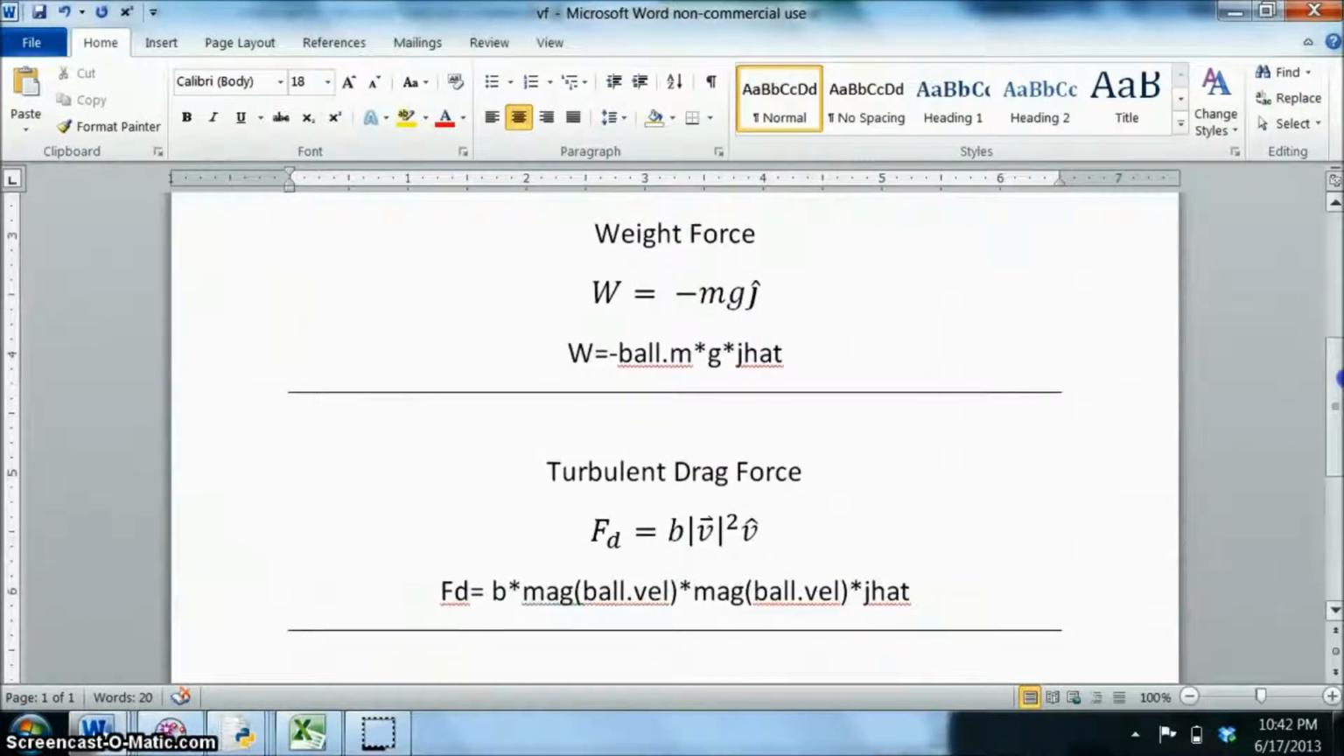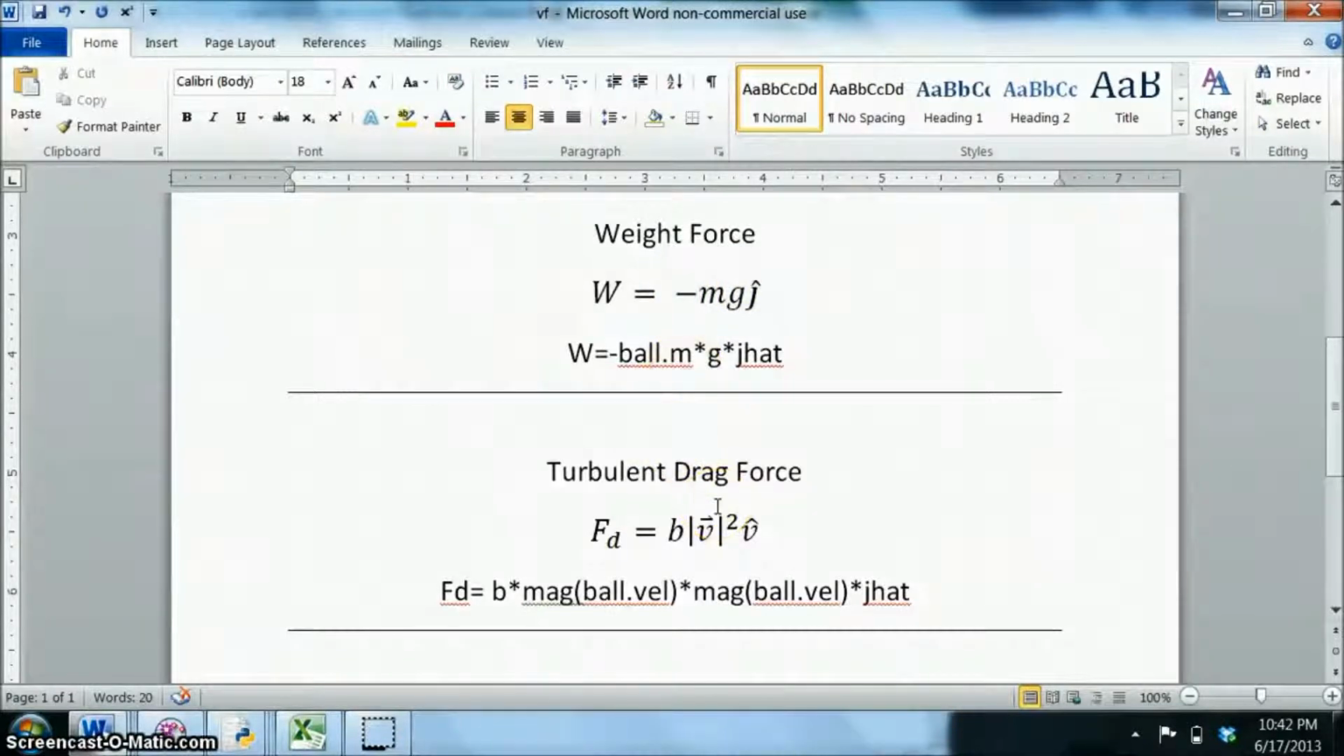The two forces that add up to be our net force today are the weight force and the turbulent drag force. What is the weight force? The weight force is the force that pulls the object towards the Earth. It is equal to the mass times the gravity times j hat, which is the direction that the object is falling in. Because the object is in free fall today, the gravitational acceleration is going to be negative 9.8, which is why I have the negative outside.